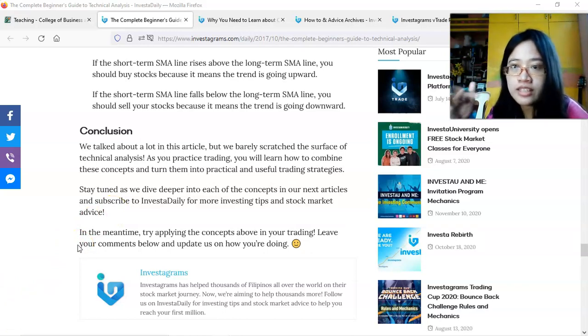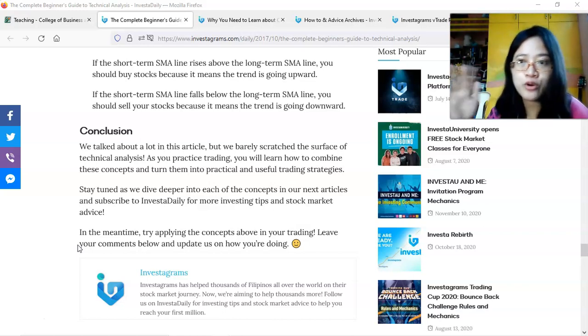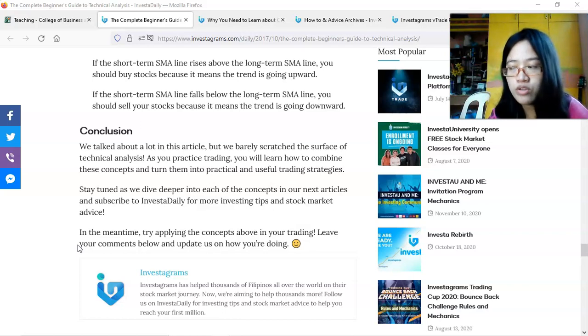Pwede na kayo mag-browse ng different companies. Siguro check nyo yung kanilang charts. Hanapin nyo ang support or resistance. Meron kasi mga stocks or companies na very clear. Makikita mo agad yung support level sa resistance level. Meron din naman na hindi masyadong makikita. Okay, yung tipong sideways yung kanilang movements.